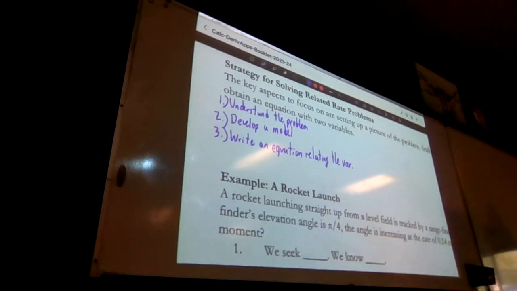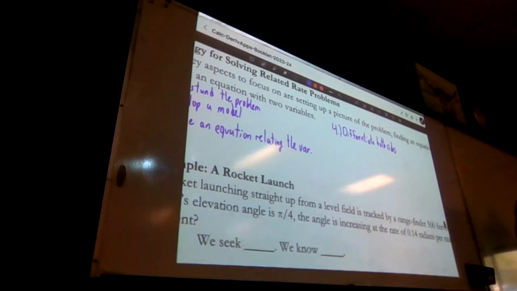Then the next part is where we differentiate both sides with respect to t. Because when we're talking about rate here, we are talking about time. So therefore, we're always going to have to look at a t-value.